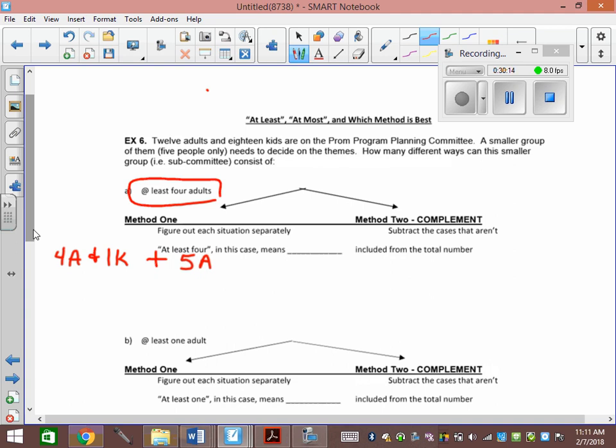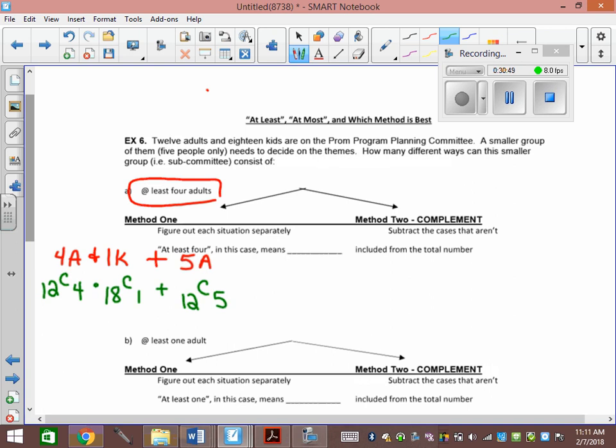Is there at least 5 adults that we're getting to choose from? Yeah, we have 12 adults. So we could actually go up till 12. Would we keep going after 5? Some people are like 5, then 6, then 7, all the way to 12. No, our subcommittee can only have 5, so we're stopped here, 2 cases. Okay? Now, once again, if we want an adult, we have to choose from an adult. If we want a kid, we have to choose from a kid. So, we have 12 choose 4, times 18 choose 1, plus 12 choose 5.